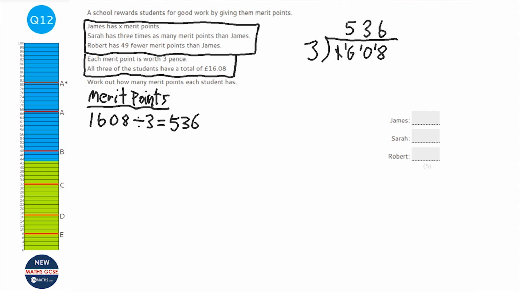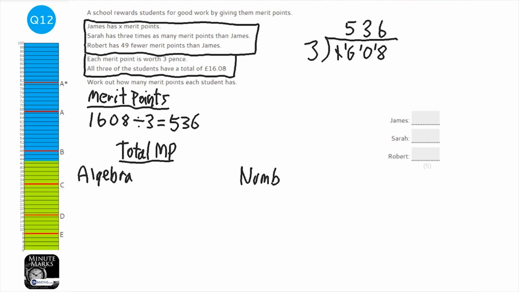Now the way of doing this, and this is quite common with algebra type questions, is you're going to have an expression for the total merit points, and we're going to have it in algebra, and we're going to have it as a number. Now, as a number, we already know it's 536, but in algebra, we're going to put James's down, which is x. That's a nice easy one.